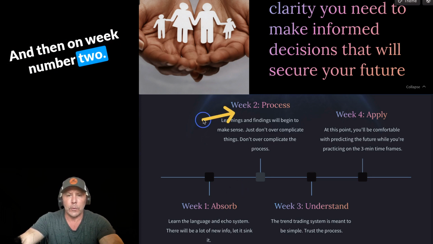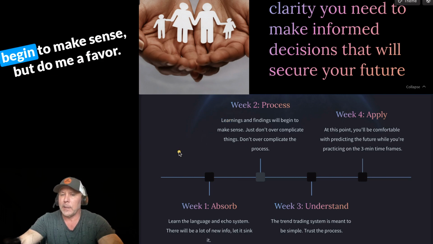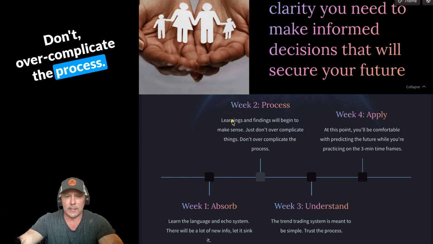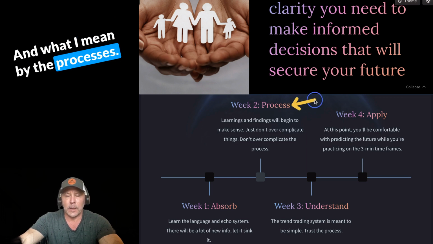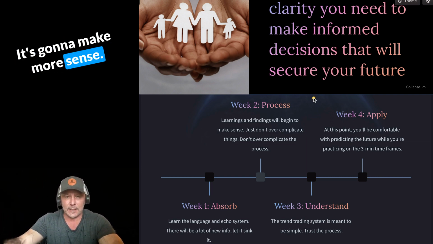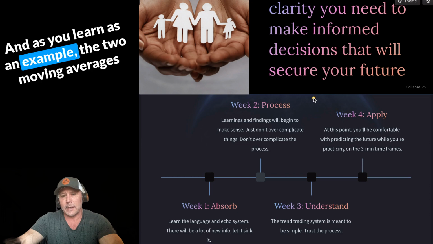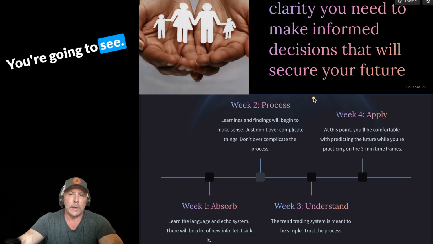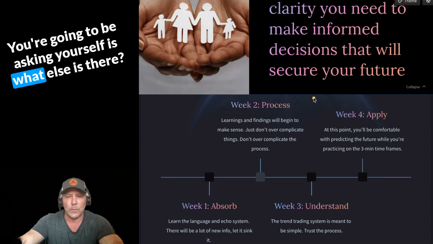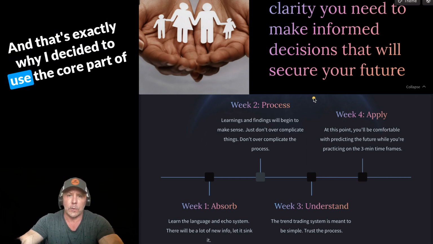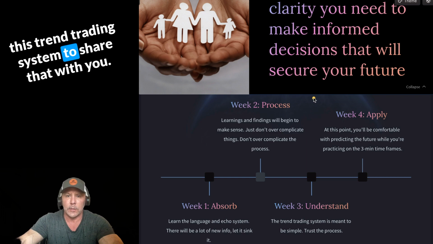And then in week number 2, these learnings and findings will begin to make sense. But do me a favor, honestly, don't overcomplicate the process. And what I mean by the process is you're going to start to process things. It's going to make more sense. And as you learn, as an example, the 2 moving averages on the 3-day time frame, you're going to see it's really simple. And you're going to be asking yourself, what else is there? But this is not complicated. And that's exactly why I decided to use the core part of this trend trading system to share with you.